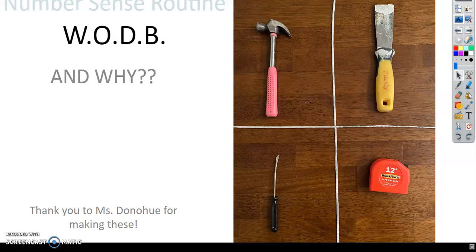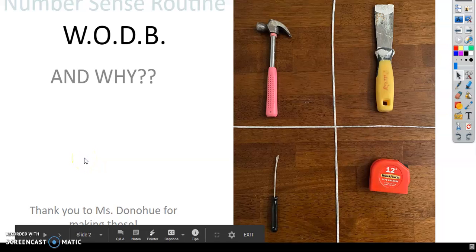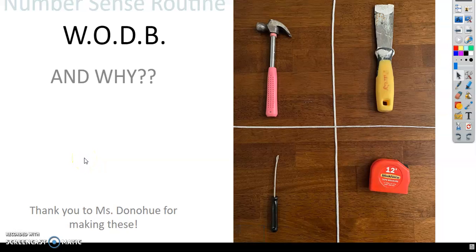I've been starting to post these every day in Google Classroom. So feel free to go to Google Classroom and let me know what you're thinking there. I thought today's was appropriate, being that all four of them are tools. So, thank you to Ms. Denahu for making these which one doesn't belongs. Remember, the most important thing is for you to tell me why you think what you think.